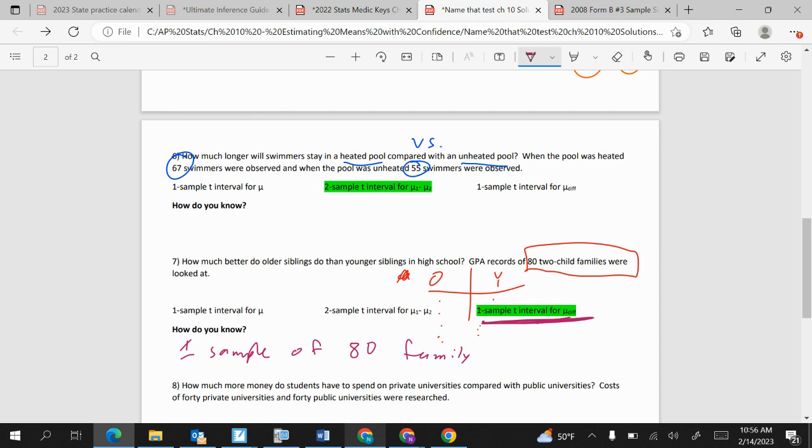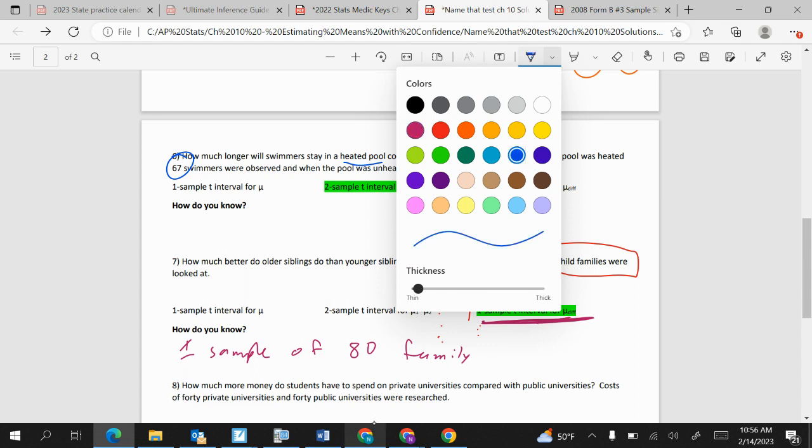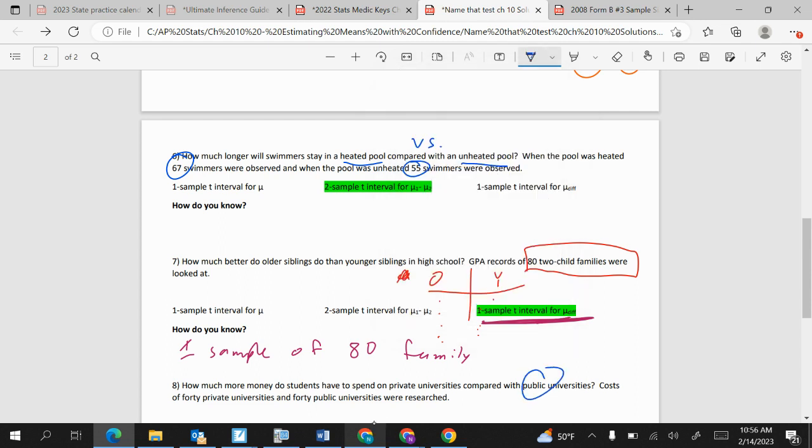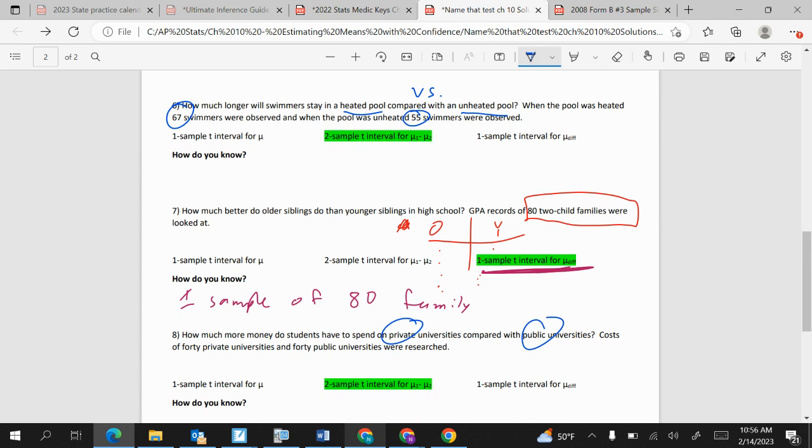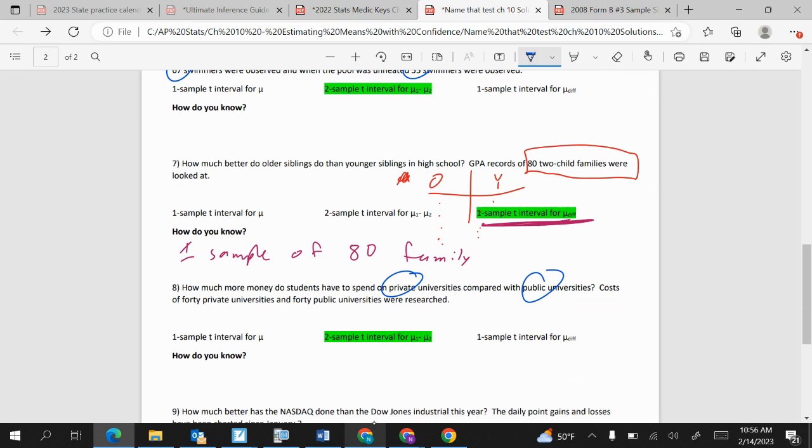How much more money do students have to spend on private universities compared with public universities? Cost of 40 private universities and 40 public universities were researched. There is no similarity between these two. There is a public and there is a private separation between the two. So this is just going to be a two sample. It's two separate samples. Here's one sample, and then here's the second sample. So two different samples.